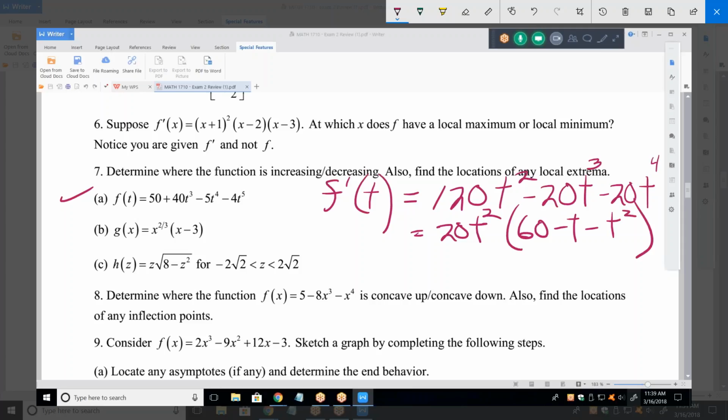Did I do it right? Today I've got to ask. Okay. Yeah. Now, wow. 60, what is 60? That doesn't even factor well. In other words, I've got to figure out where that's greater than 0 and where it's less than 0. That's going to tell me where my original function is increasing or decreasing.